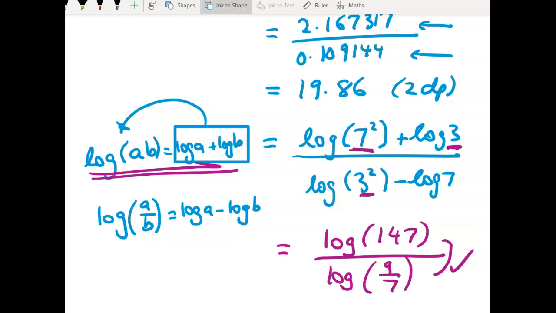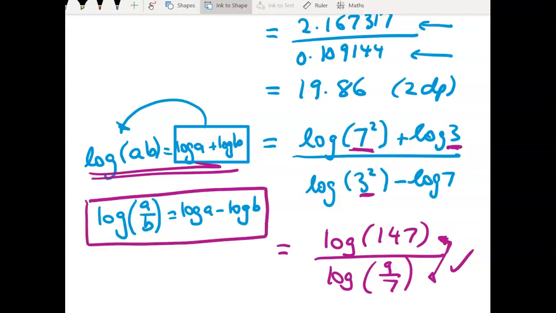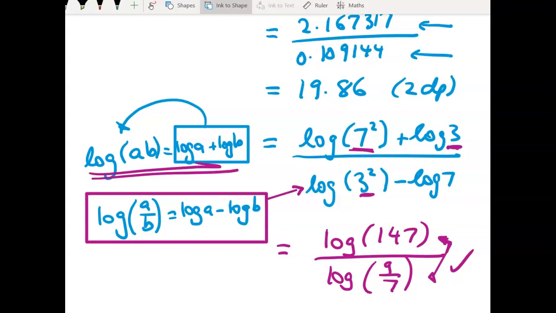Just remember that I can't do anything to combine these two logs. That's not what my rules are telling me. So this is the rule that I can use on the denominator because I've got a minus sign here.